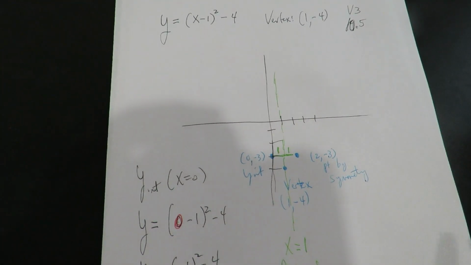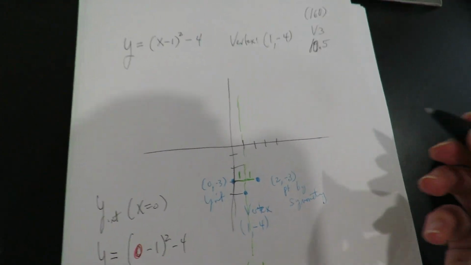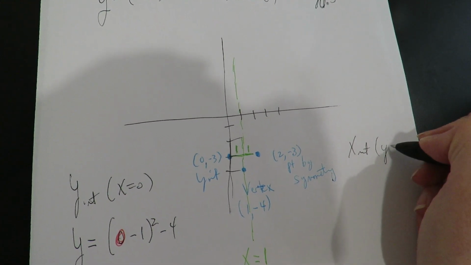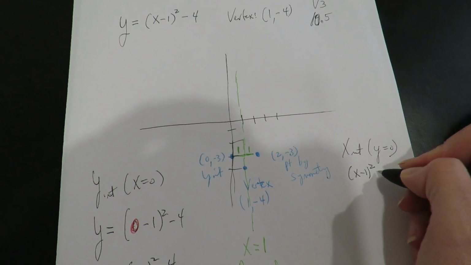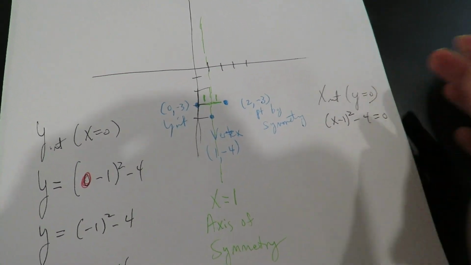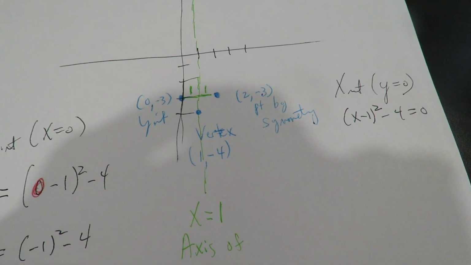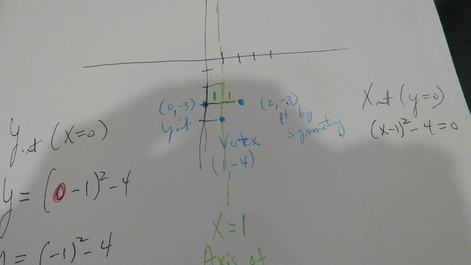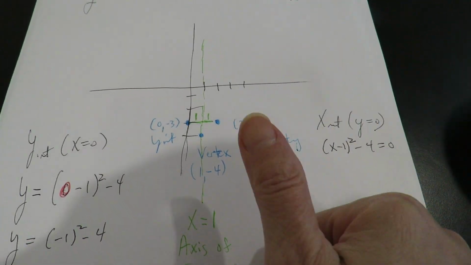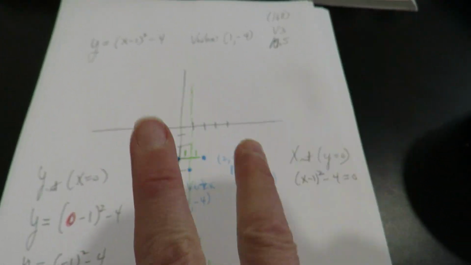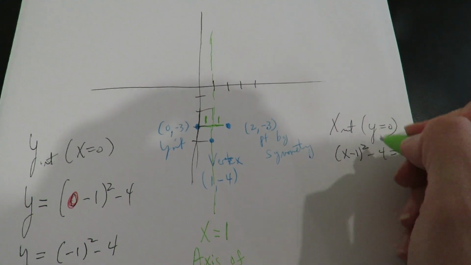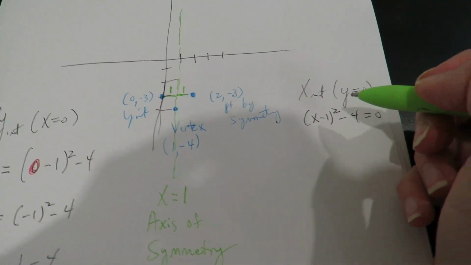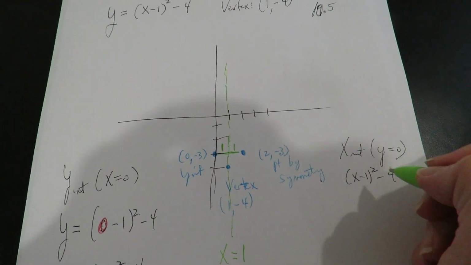Okay, so now let's move to the x-intercepts. So for the x-intercepts, we're going to now let y equal 0. So I'm going to take this equation and I'm going to set it equal to 0. Now try to remember, when I taught you solving quadratics, I taught you 3 methods. I taught you the factoring method, the square root method, and the quadratic formula. I briefly showed you completing the square. This one will be the square root method because you've got something squared and a constant.